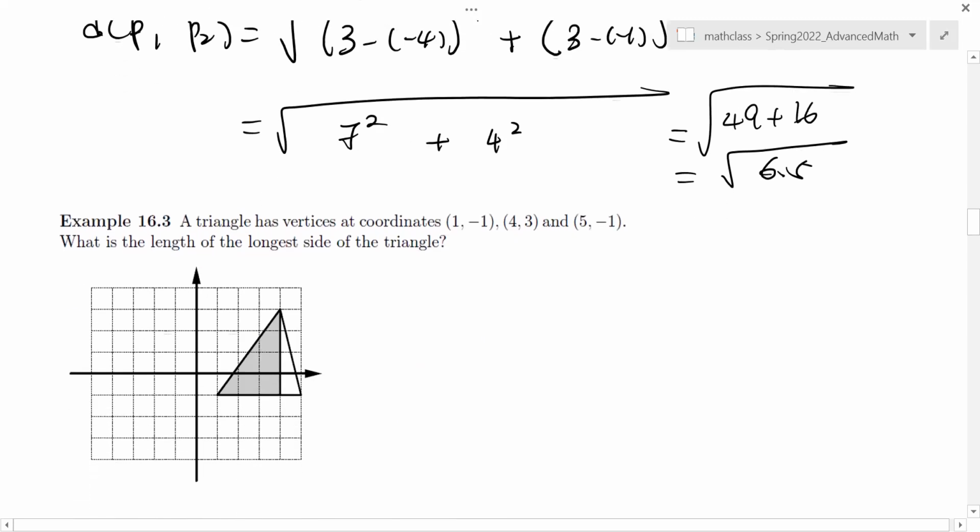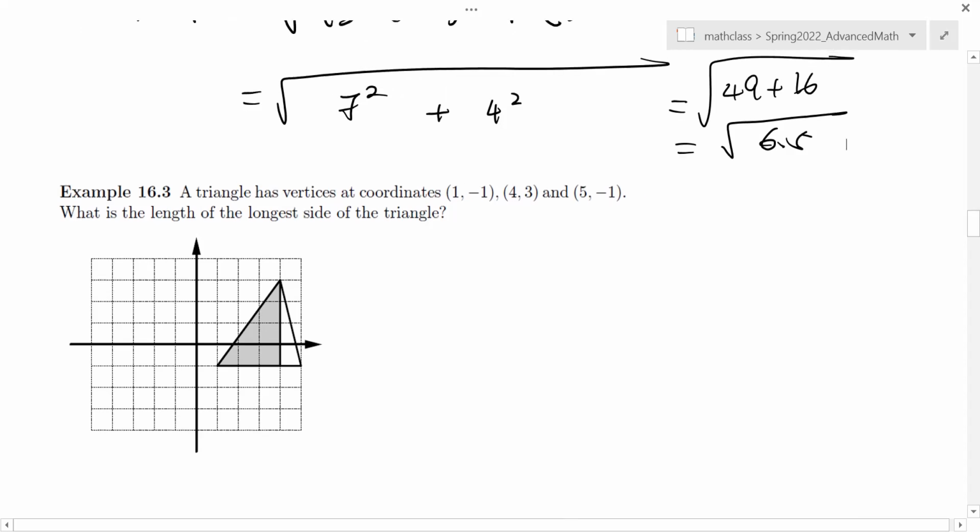So let's take a look at the next problem. A triangle has vertices with coordinates (1, -1), (4, 3), and (5, -1). What is the length of the longest side of the triangle? Take a look at this triangle. Which side is the longest? I think you can make a simple observation.